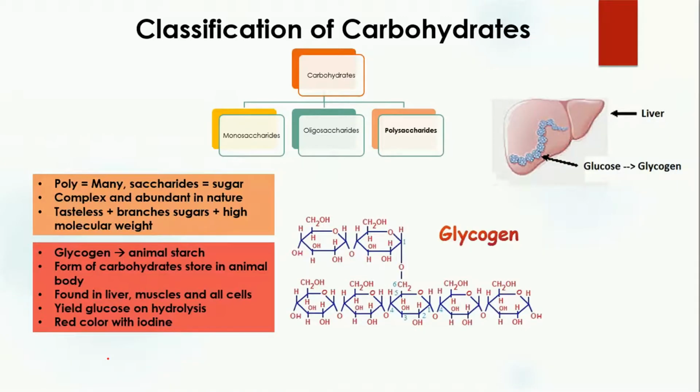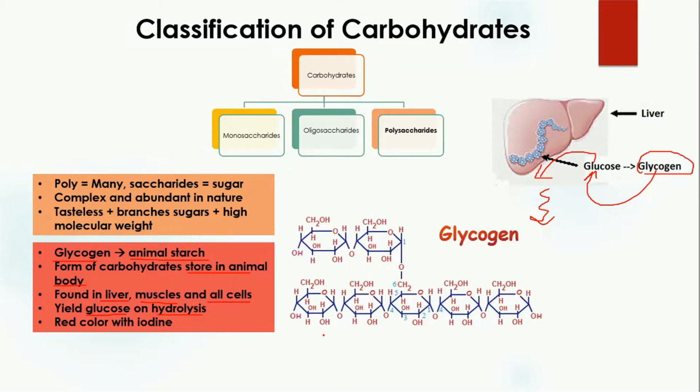Another example of polysaccharide is glycogen. Glycogen is also known as animal starch. It is a form of carbohydrate which is stored in the animal body. It is found in the liver, in the muscles, and in all cells. So whenever your body requires energy, this glycogen is going to break down, and then it is going to give you glucose molecules, and these glucose molecules are going to give you energy. Here you can see that it provides you glucose on hydrolysis.